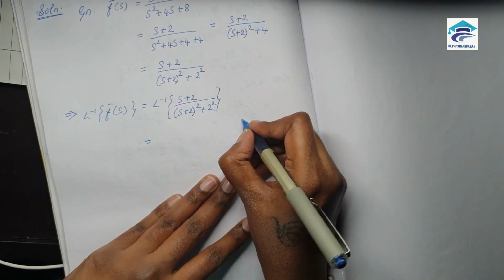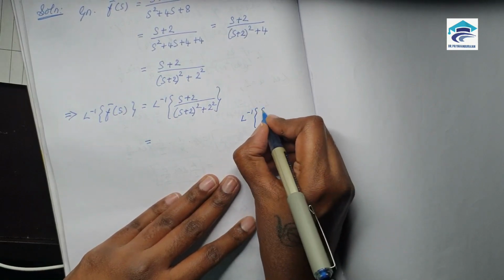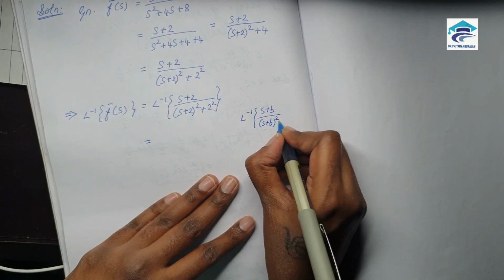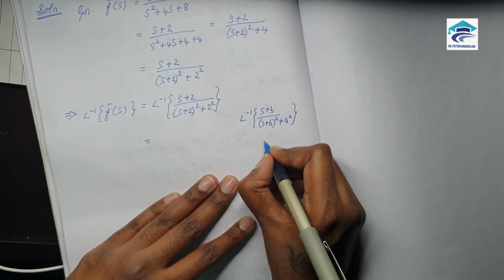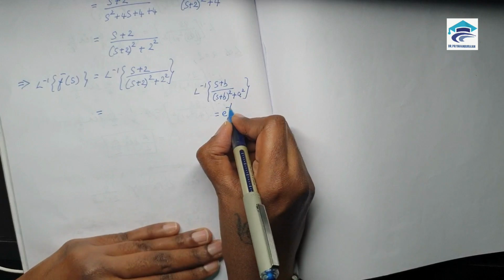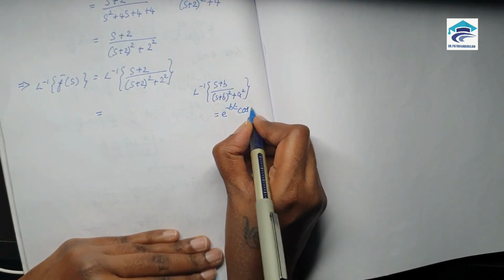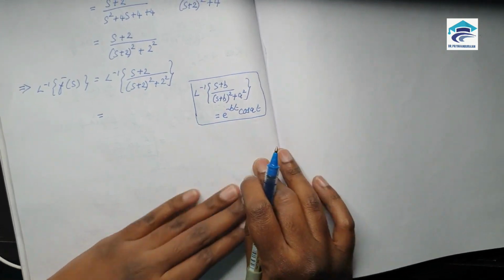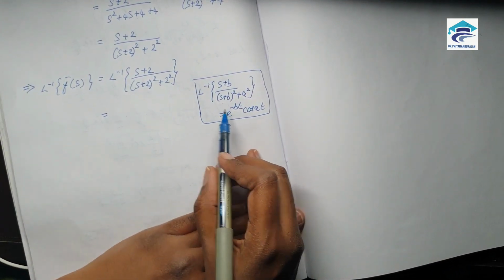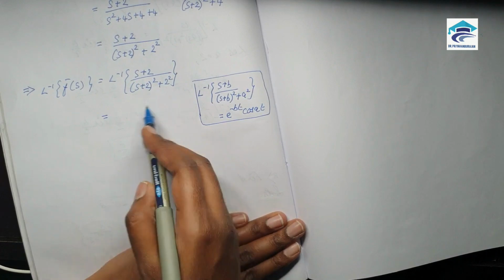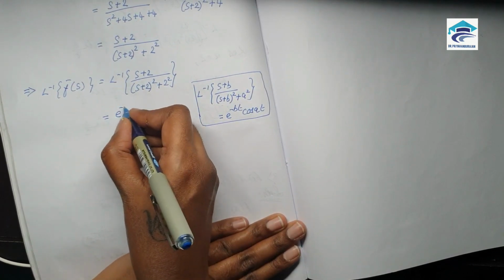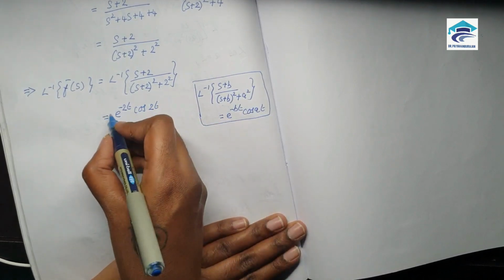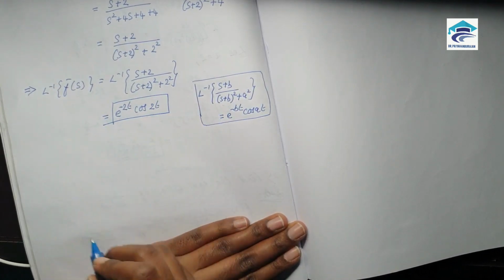So our formula, L inverse of s plus b by s plus b the whole squared plus a squared is equal to e power minus bt cos at. So we are going to apply this formula. What is b here? B here is 2 and a is also 2. So this can be written as e power minus 2t cos 2t. And this will be our answer.